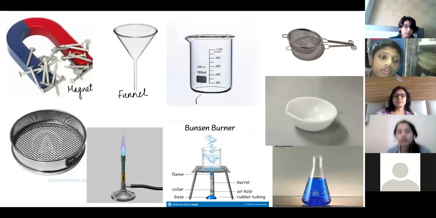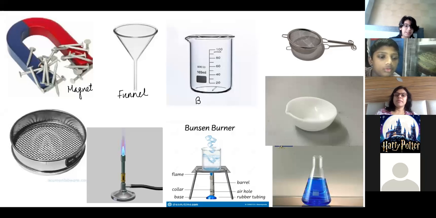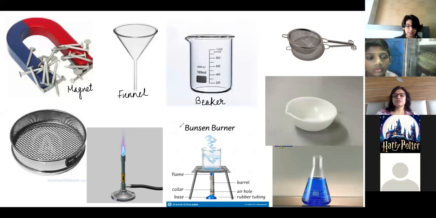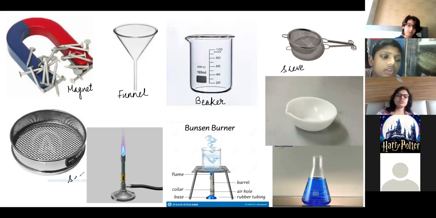Ma'am, that is a measuring liquid cup. Ma'am, beaker. Measuring glass. It is not a beaker, it is a measuring cylinder. This one we call a beaker. Okay. What is this? This is a sieve. Ma'am, that is a sieve. Sieve, you can say both. Ma'am, this one is also a sieve. You say it in Hindi, but it is sieve.